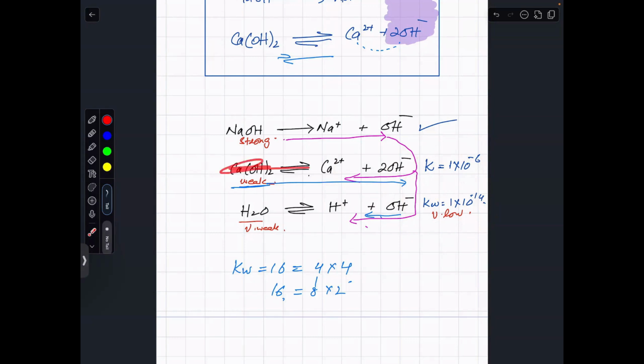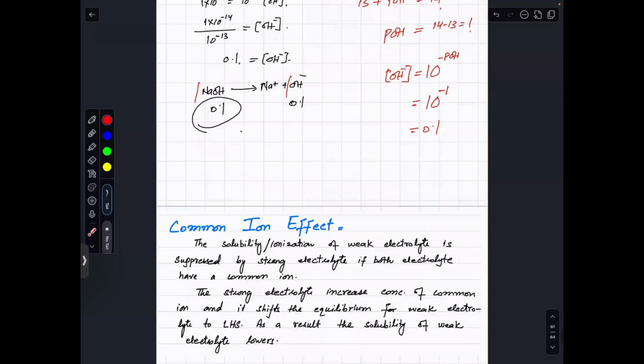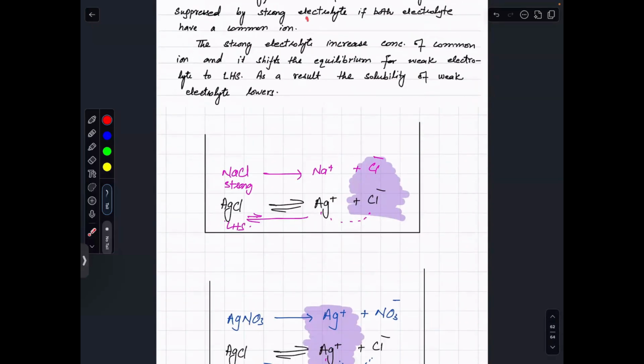So if you put calcium hydroxide in water, there will be more OH, but the H plus decreases. If you put NaOH in water, there will be more OH. But the calcium remains, and the H plus will decrease for this constant. Do you understand what I'm saying? So for this time, I think this is sufficient. That is what common ion effect is: every strong electrolyte suppresses the solubility or the ionization of a weak electrolyte, because the strong electrolyte increases the concentration of the common ion and it shifts the equilibrium of the weak electrolyte to the left-hand side.